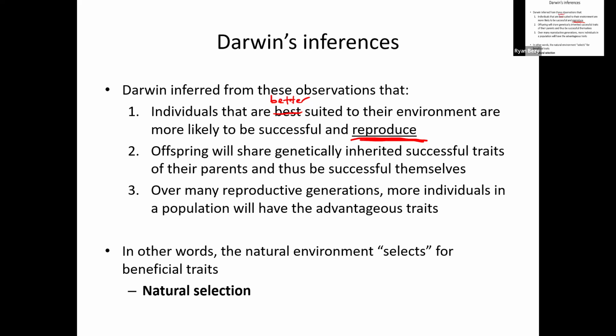I'm not really all that crazy about that terminology. Nothing is actively selecting for or against anything. It's just a matter of math and probability. He also used environmental pressures as another way to phrase natural selection.